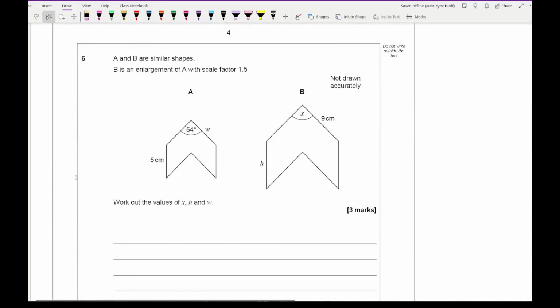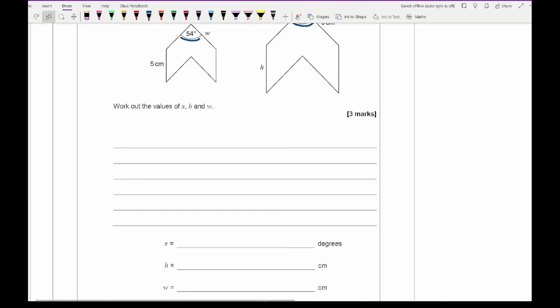Looking at question 6, it says A and B are similar shapes. B is an enlargement of A with a scale factor of 1.5, and the question is asking to work out the values of X, H and W. Not in alphabetical order, but looking at X first. In similar shapes, the angles are always going to be the same. The interior angles do not change. So if this angle here is 54, then this angle here is going to be the same. So X equals 54 degrees.